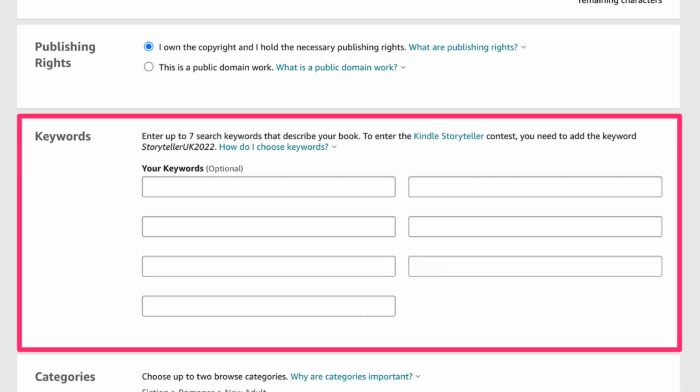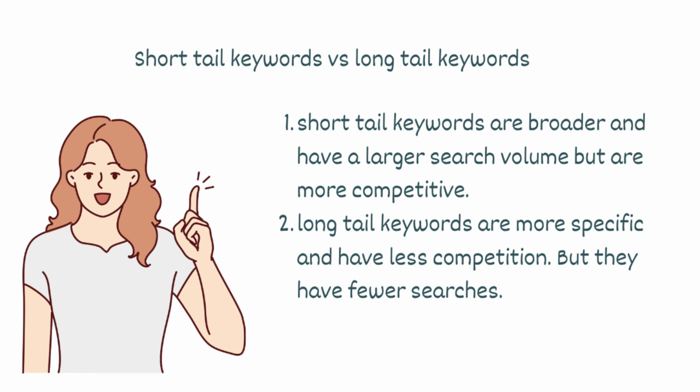When it comes to choosing between long tail and short tail keywords, there is no definite answer. It depends on your book and its content. Short tail keywords are broader and have a larger search volume, but they're also more competitive. For example, thriller is a short tail keyword, and you can imagine how many books would come up for that keyword alone. And that's an example for fiction writers, but if you are a low content book creator, then the equivalent would be a keyword like notebook. So notebook would be a short tail keyword, but you can imagine how competitive that keyword would be.